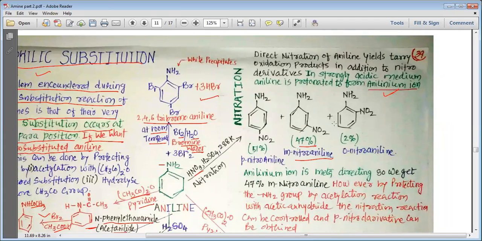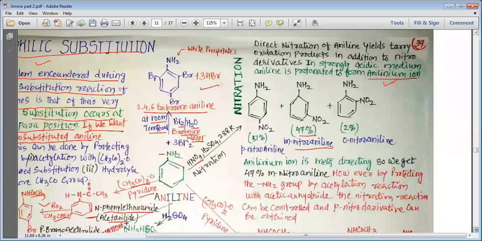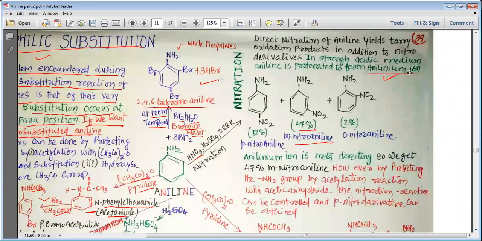Sometimes you are asked in the exam, why do we get meta-nitroaniline during the nitration of aniline? The reason is, in the acidic medium, aniline is converted into anilinium ion. Anilinium ion is meta-directing, and that is why we get 47% of meta-nitroaniline.